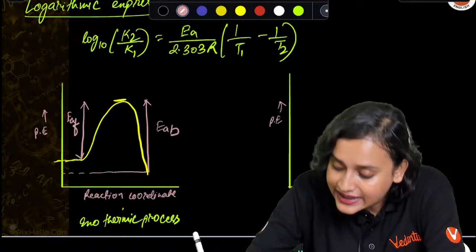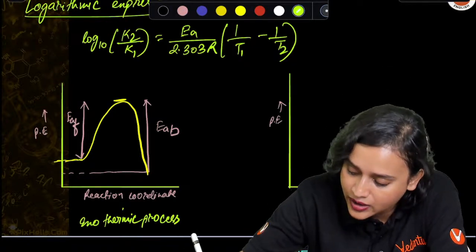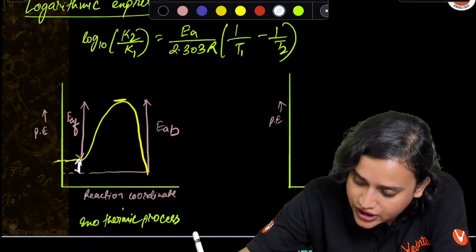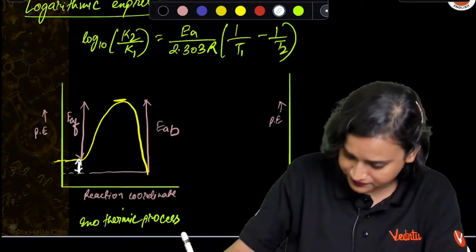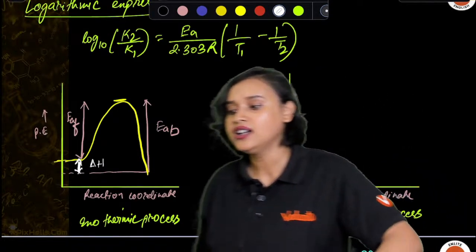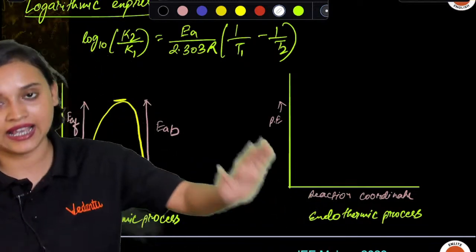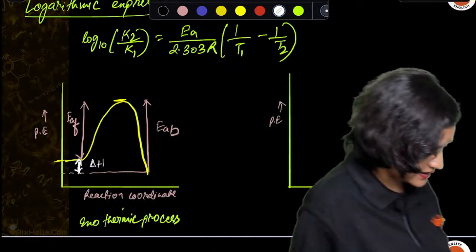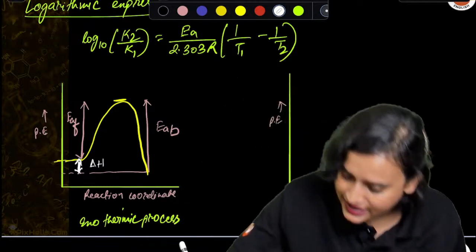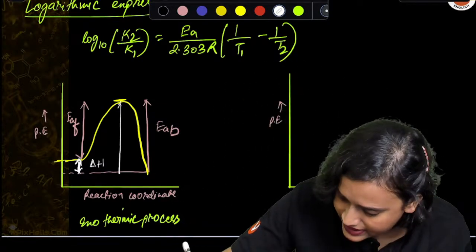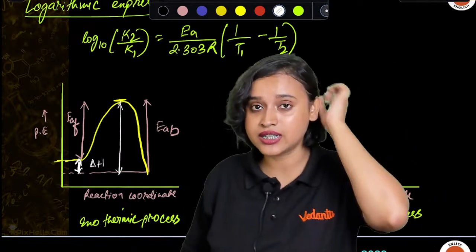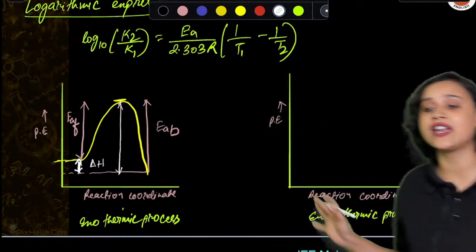And this difference, everyone, do you see? This difference is called your delta H. Delta H is E forward minus E backward, or E backward minus E forward, and this complete thing is your threshold energy. Okay, everybody, so this is for your exothermic process.